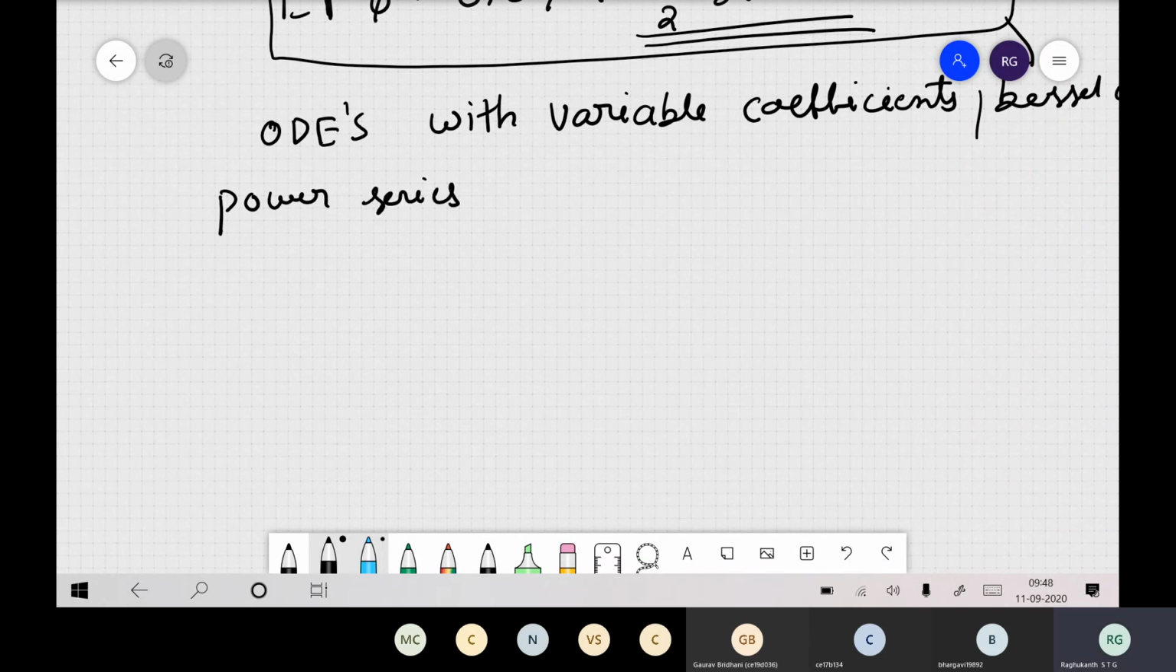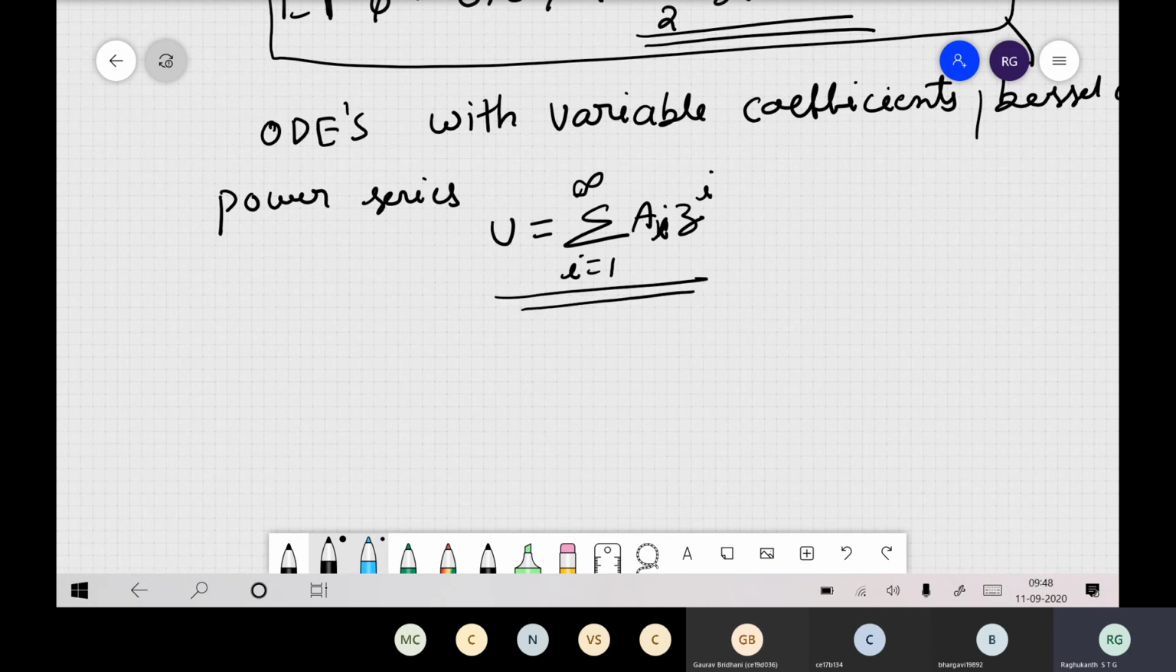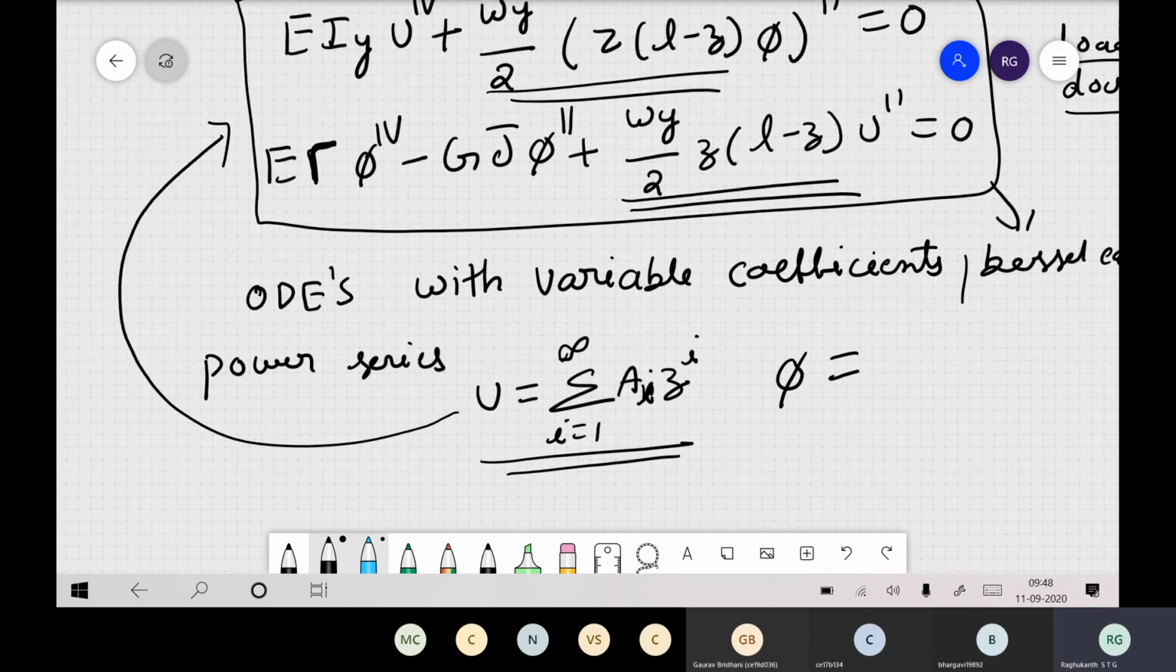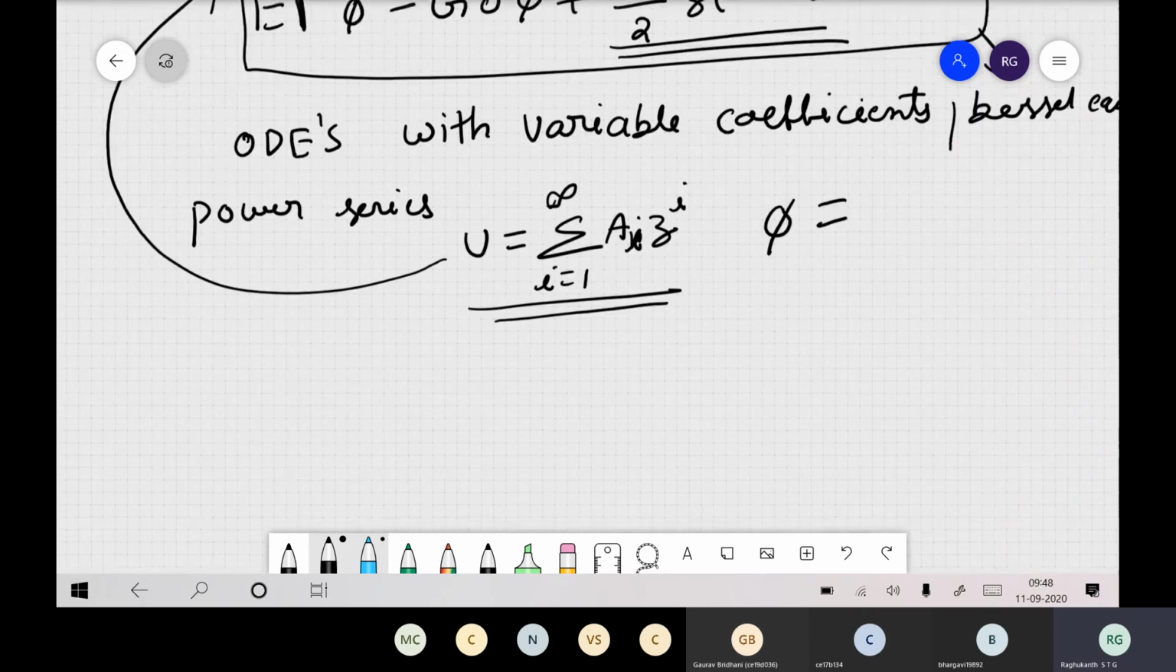You express, for example, the solution in terms of some series, so they can be in terms of polynomials. You can assume a polynomial of the form a_i z to the power of i, so z plus z squared plus z cubed plus z to the power of 4, like that, in terms of this power series. Now you substitute; u and phi also you have to express, and substitute in these equations. Then you will get some recurrence equations.